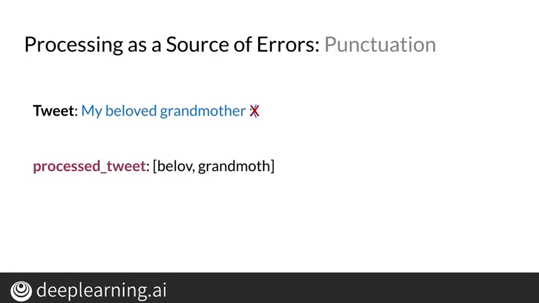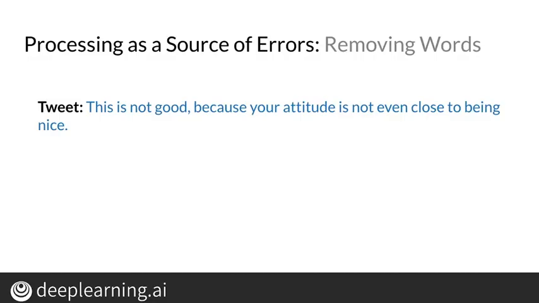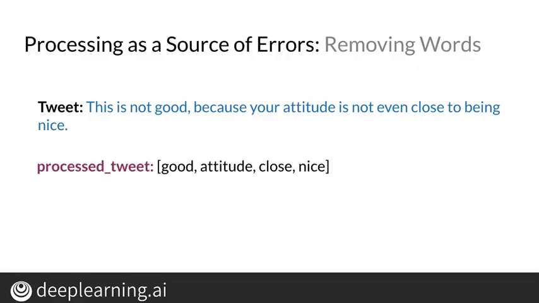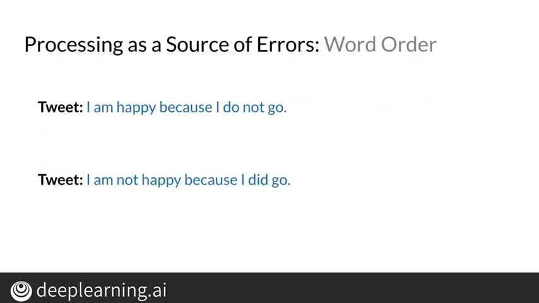It's not just about punctuation either. Check out this tweet. This is not good because your attitude is not even close to being nice. If you remove neutral words like not and this, what you're left with is the following: good, attitude, close, nice. From this set of words, any classifier will infer that this is something very positive. I'll talk later on about handling not and word orders. But remember, double check what your processed text looks like to make sure your model will be able to get an accurate read. The input pipeline isn't the only potential source of trouble.